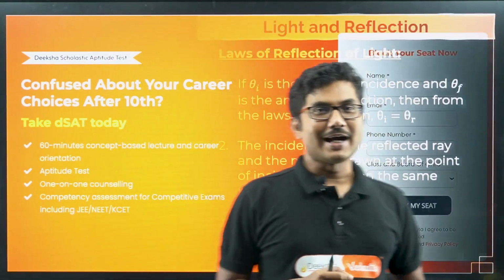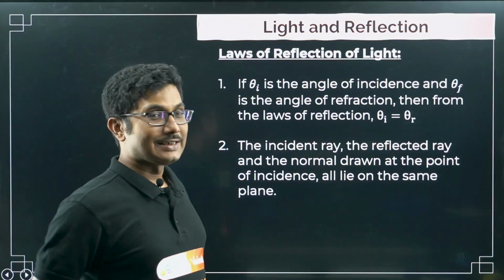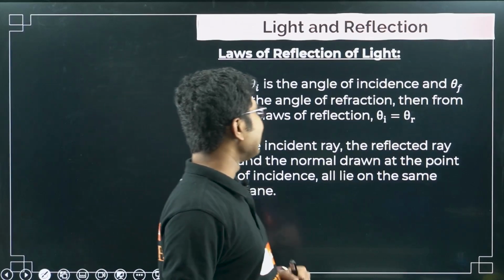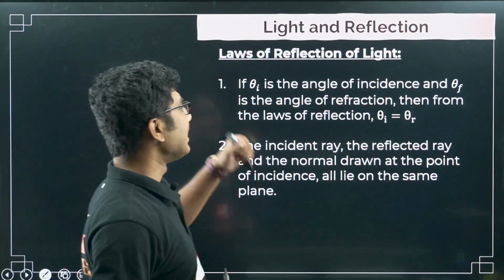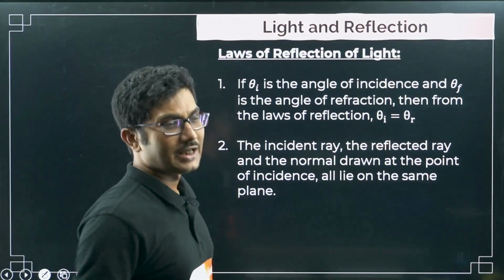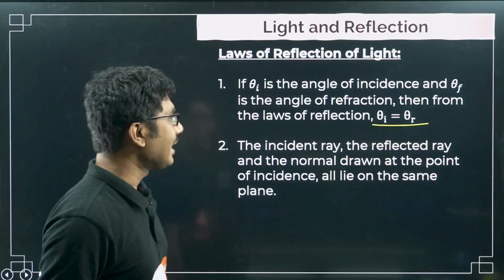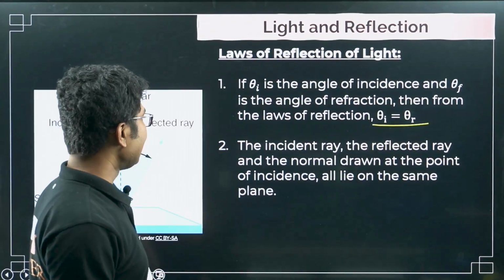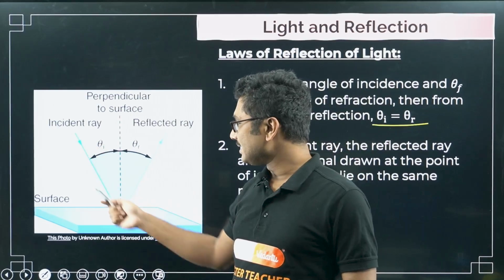Right, so let's start with the next part, laws of reflection. So this is the law. If theta i is the angle of incidence and theta r is the angle of reflection, then from the laws of reflection we know that theta i equals theta r. You already know that without any mistake. Okay, so here we can see that the light ray is incident on the mirror here.